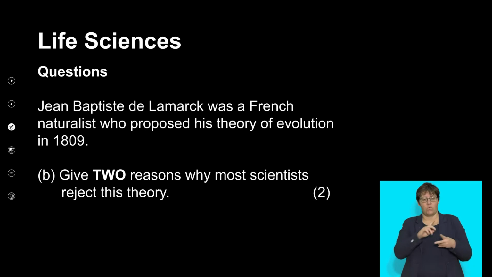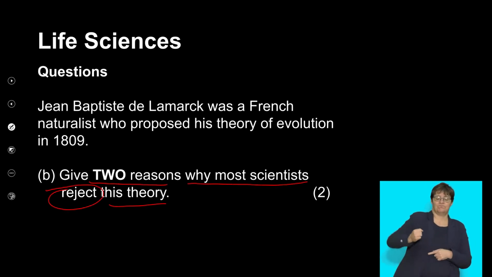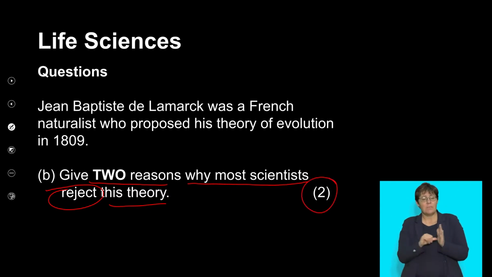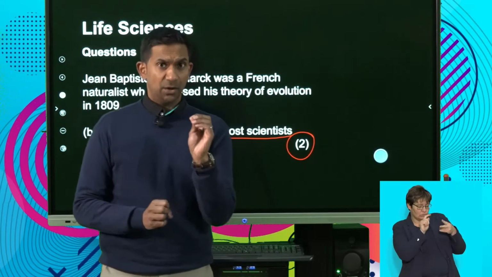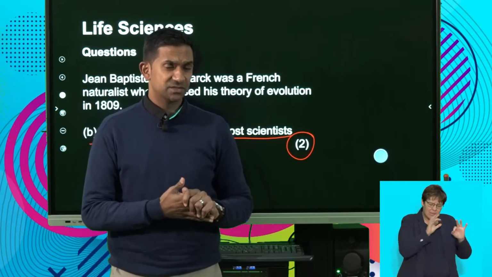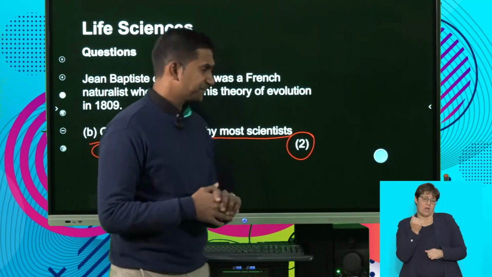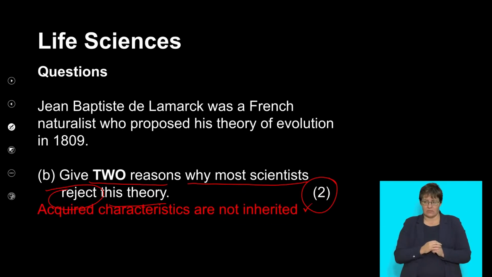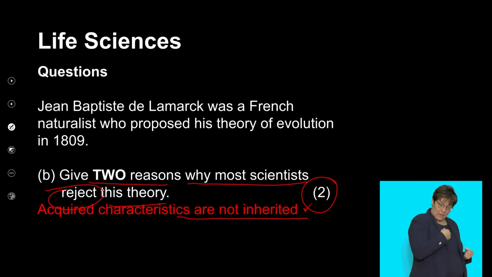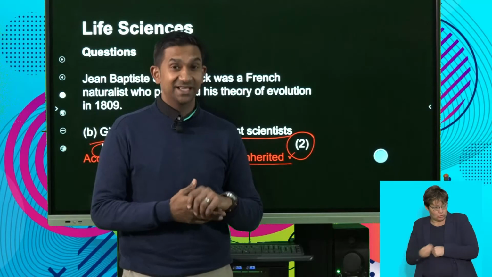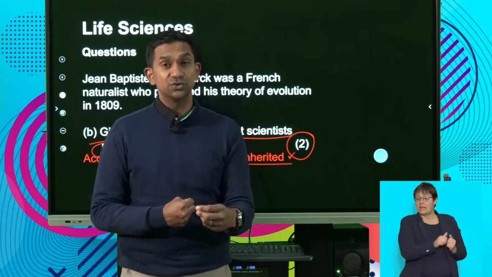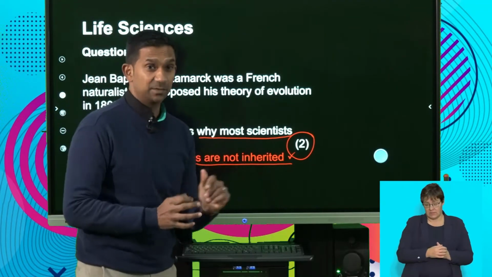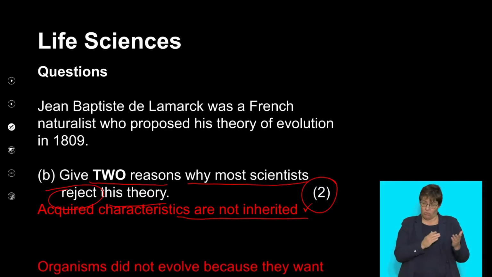Another question. Give two reasons why most scientists reject his theory. And guys, it's important that you're able to identify two well-explained reasons why his theory was rejected. Let's unpack the answer to this question. One reason was that acquired characteristics are not inherited. We know that the only way a characteristic can be inherited is through genes, and clearly he was not able to convince people of that.